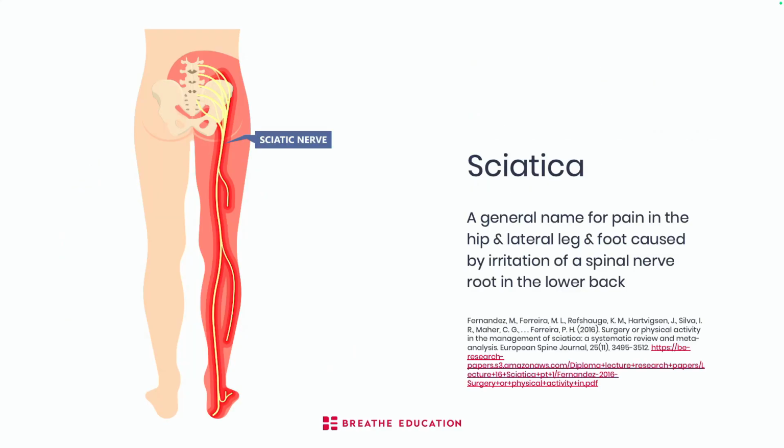Okay, so sciatica is a general name. It's actually not really the scientific name, although it does get used a fair bit in scientific papers. It's just a general name for pain in the hip, so in your butt, in other words, and in the back and the side of the leg and the foot, that is caused by irritation of a spinal nerve root in the lower back. So it's pain that you feel in your butt, your leg and your foot that is not caused by anything in the butt, the leg or the foot, but that is caused by something in the low back, specifically irritation of a nerve root.